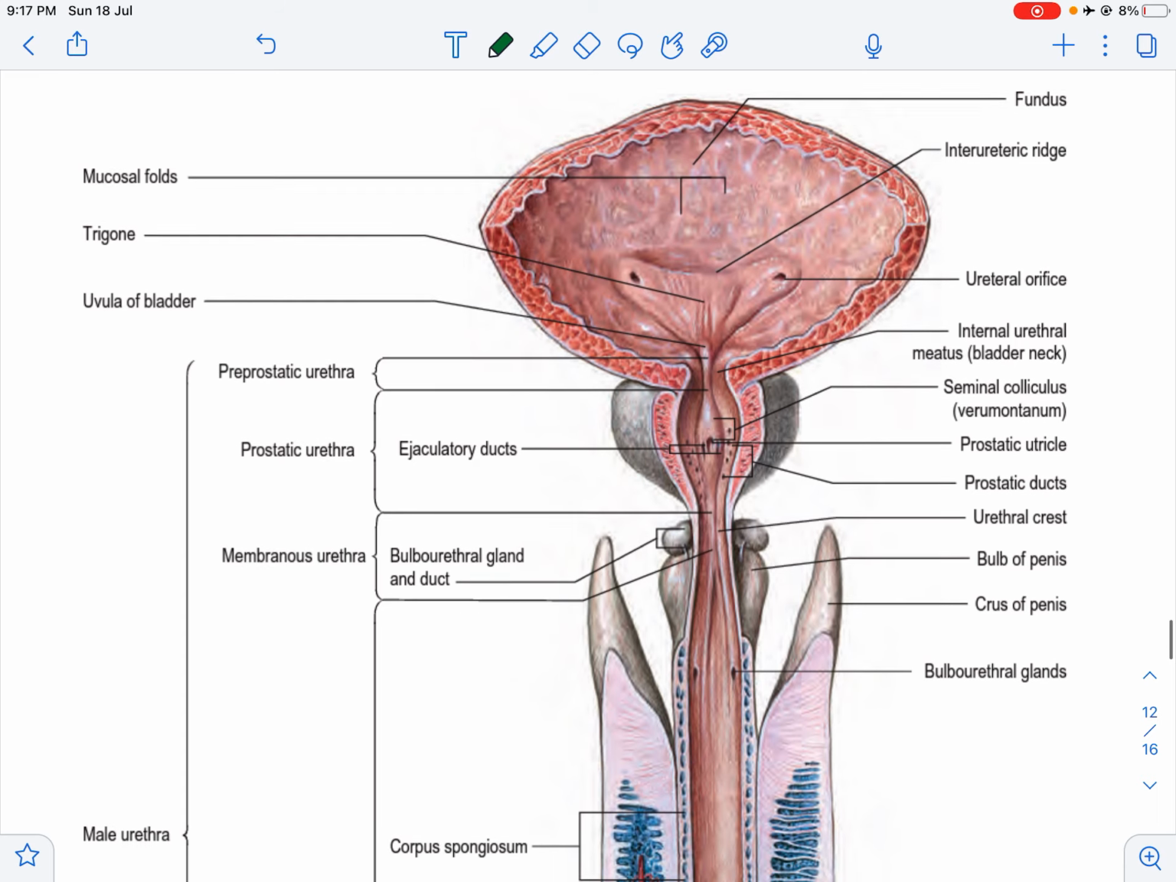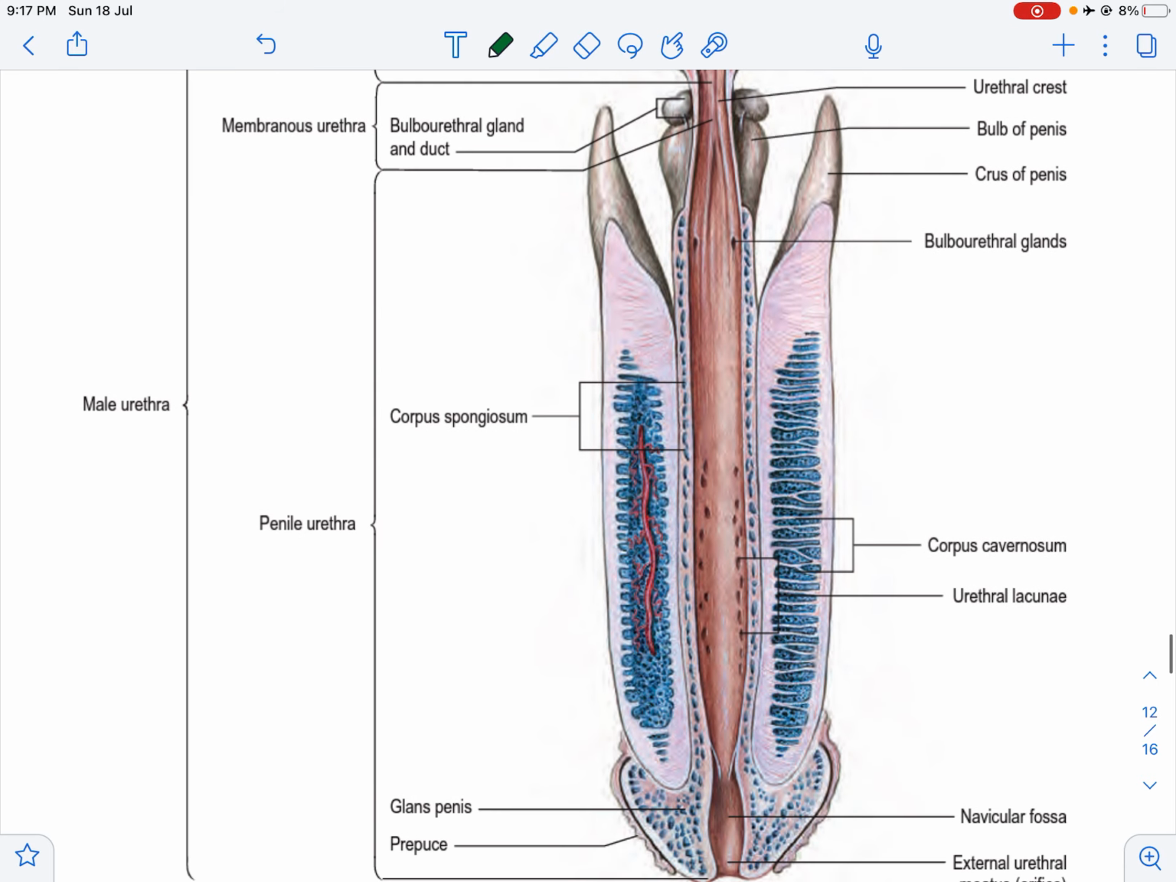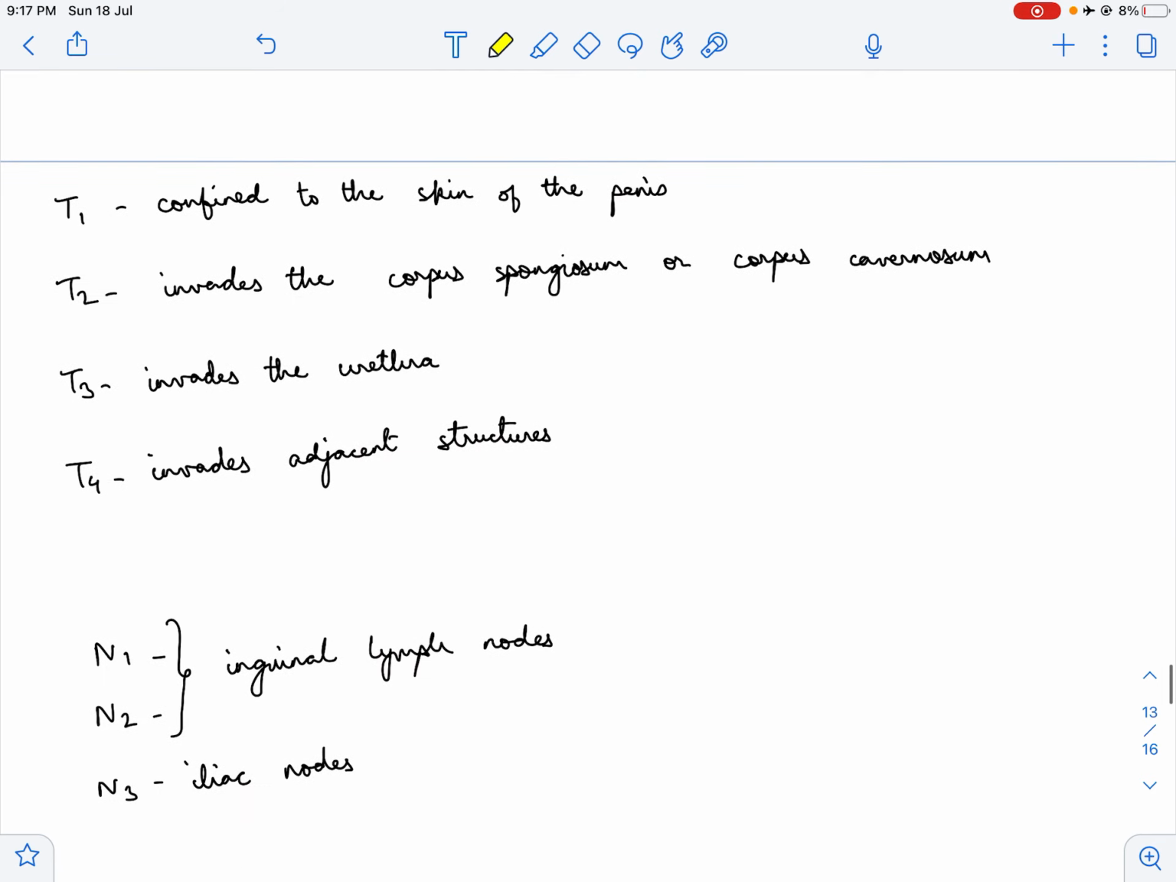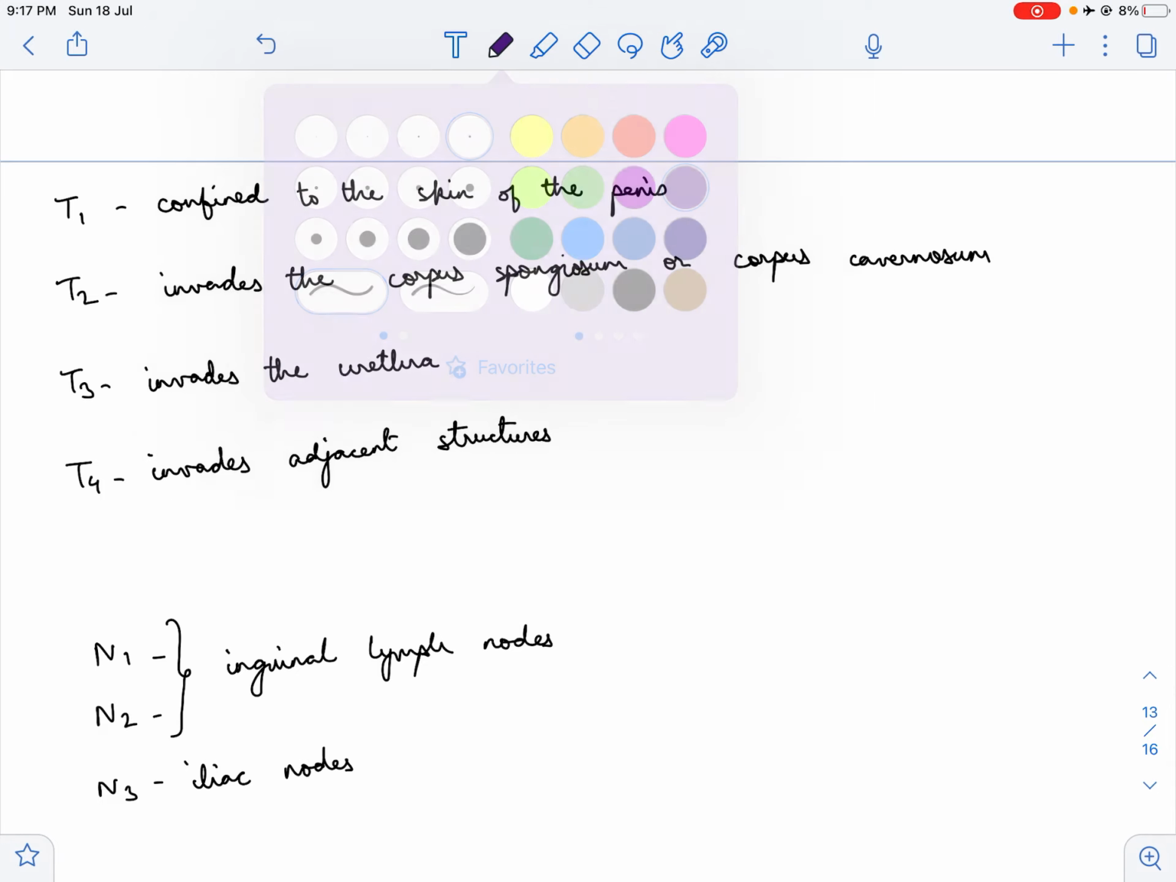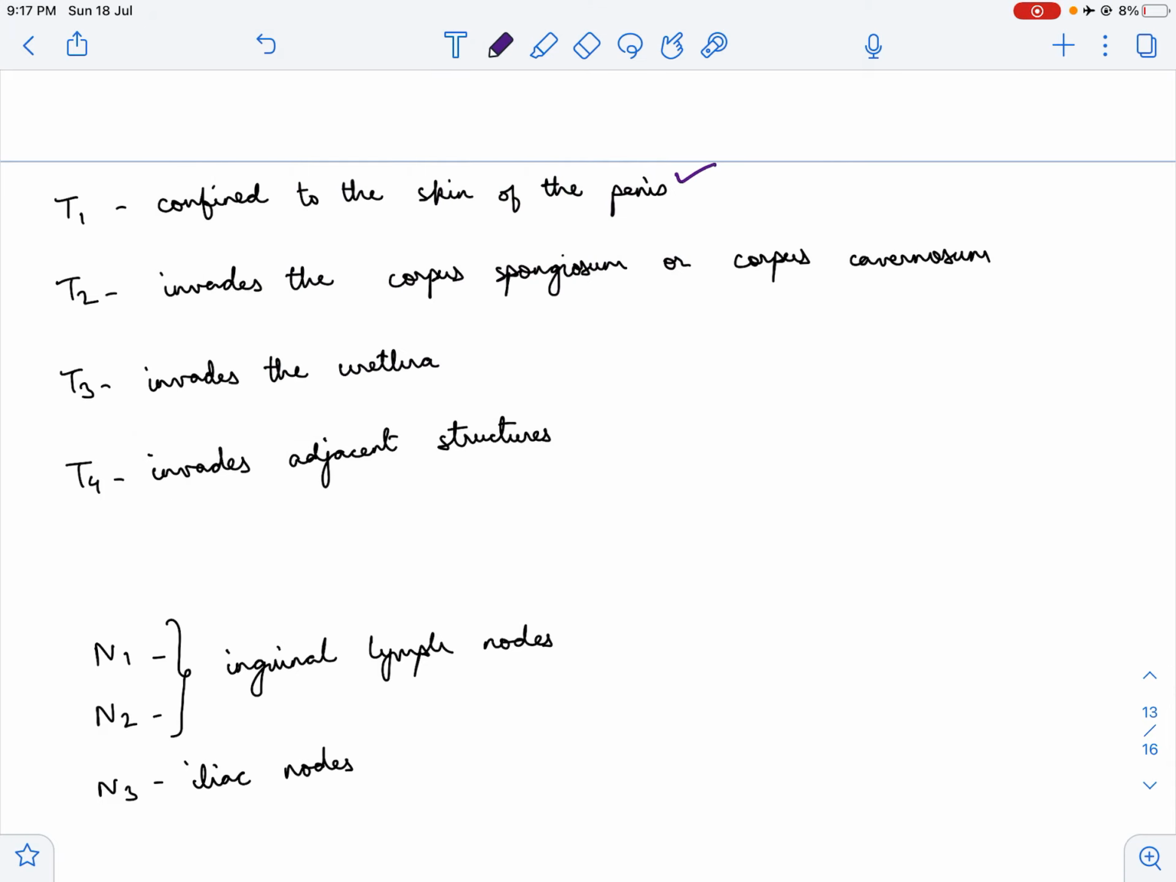This is another diagram from Grace, just to make it clear. So this structure that you can see over here is the urethra. The urethra is surrounded by these blue dots that you can see. This is the corpus spongiosum, and these two are the corpora cavernosa. Now a T1 tumor is a tumor which is confined to the skin of the penis. A T2 tumor invades either of the corpus structures. So it is either corpus spongiosum or corpus cavernosum. Once these structures are involved, it is called T2. T3 is when it invades the urethra. T4 is when it invades the adjacent structures.